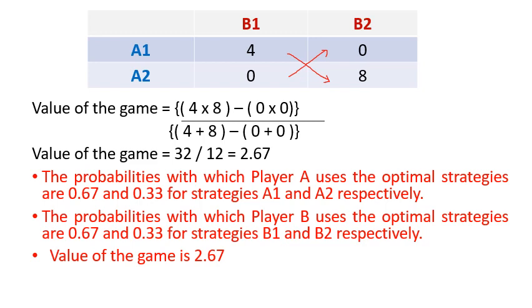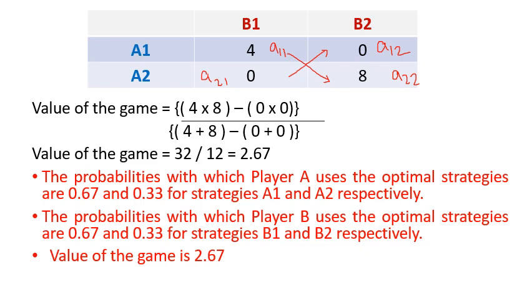Same, if you consider this as A11, this as A12, this as A21, and this as A22, and apply the same formula, 4 into 8 minus 0 into 0, divided by 4 plus 8 minus 0 minus 0, that will give you 2.67.